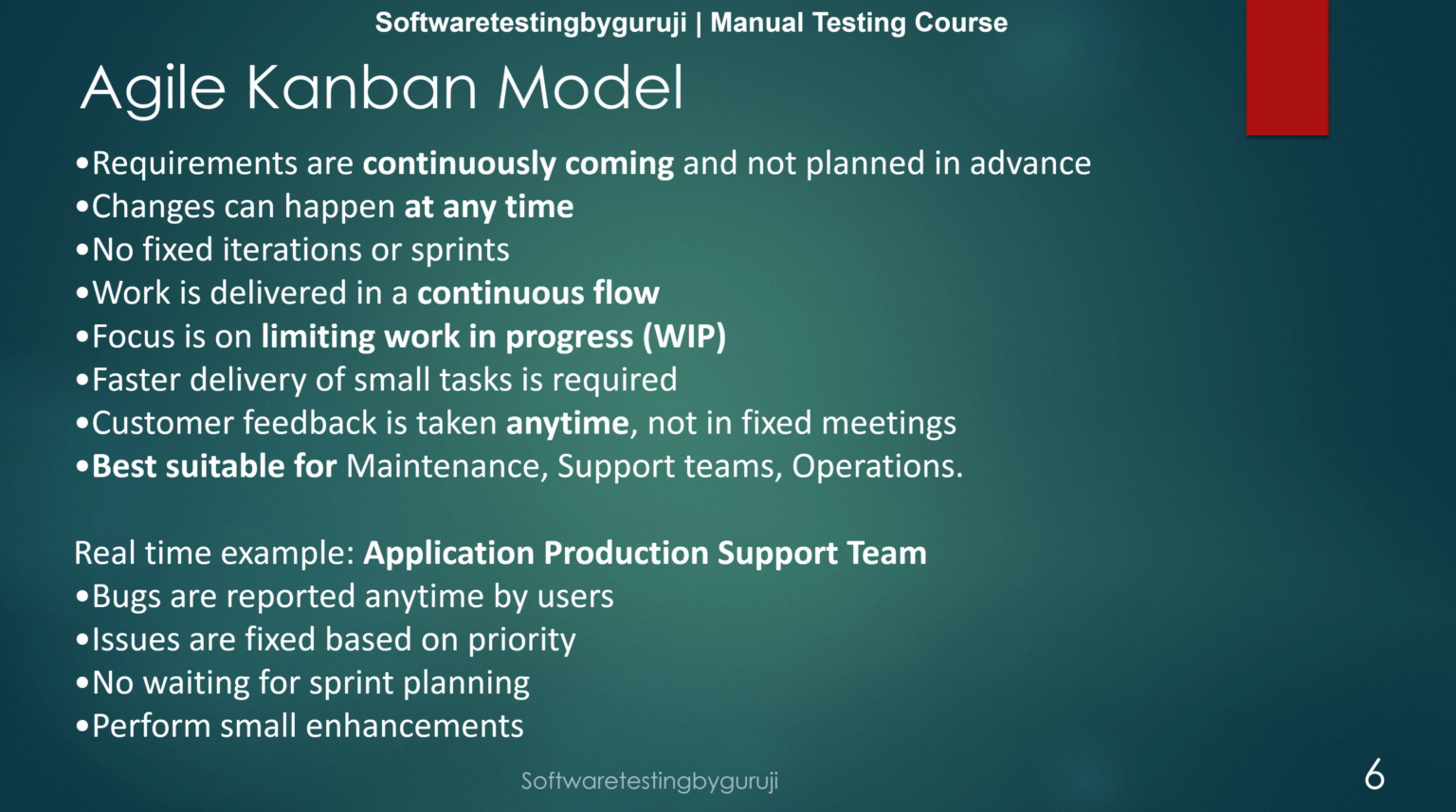So a real-time example for the Agile Kanban model is an application production support team. Here bugs are reported anytime by users. Issues are fixed based on priority. No waiting for sprint planning. Perform small enhancements. So in this situation, we are going to select the Agile Kanban model.